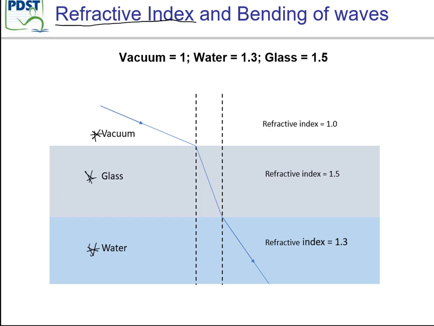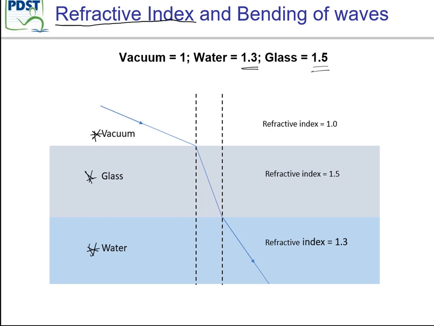The more dense the medium, or the thicker the medium, the higher the refractive index. So we see that water has a refractive index of 1.3, and glass, which is thicker than water, has a refractive index of 1.5. If we have something that is even thicker than glass, that one is going to have a refractive index greater than 1.5.